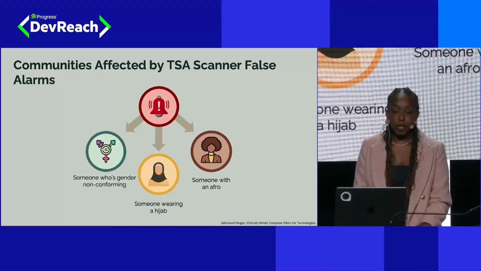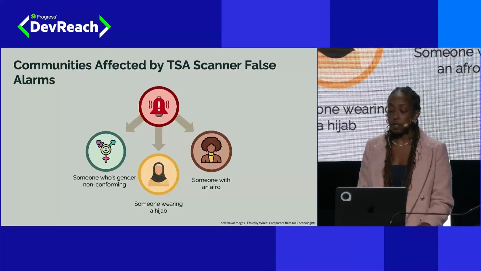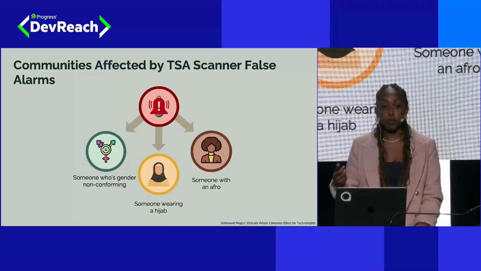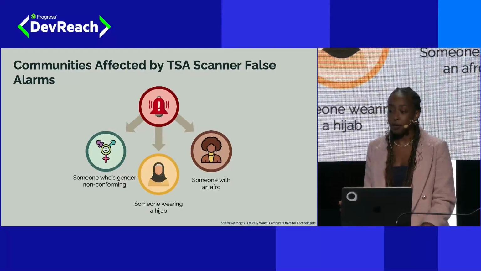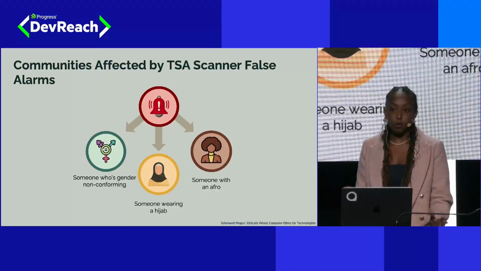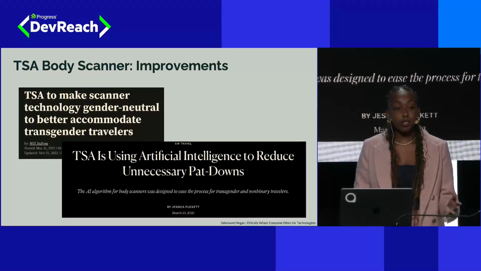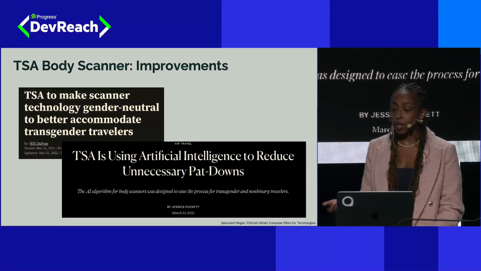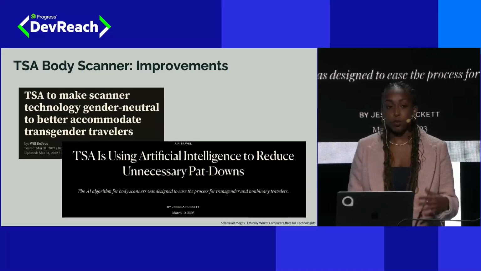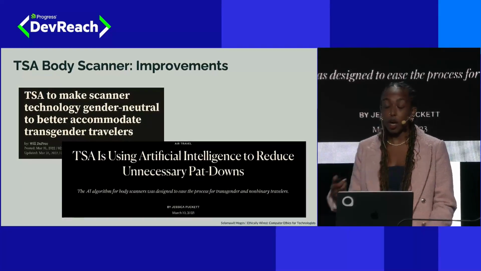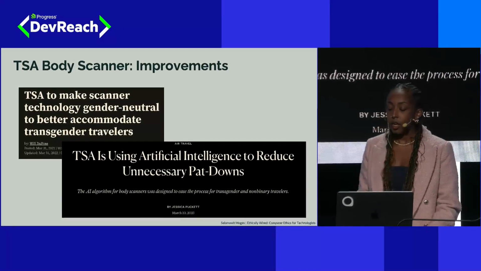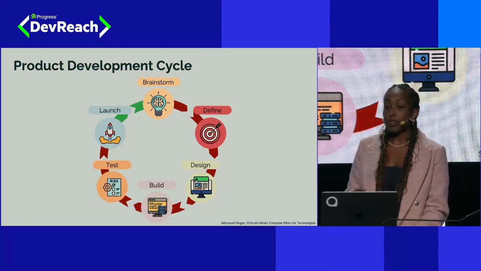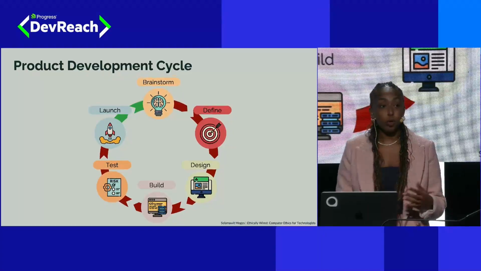And more broadly speaking, when we think about TSA scanners and the false alarms that happen, there are other people that are also affected in this. For example, people who might wear hijab or people who have an afro. So these are other communities that are also affected in this case. Now, granted, TSA is making some improvements on that by using AI to reduce the unnecessary pat-downs or even just refactoring their code to really just help with accommodating transgender travelers. And going back to this, it's great that they're able to make the necessary changes to make the experience more inclusive.